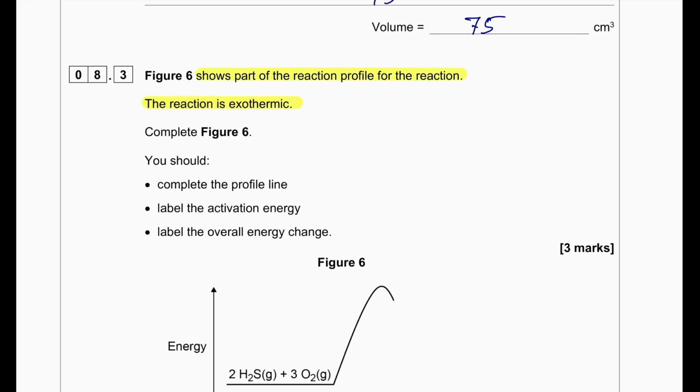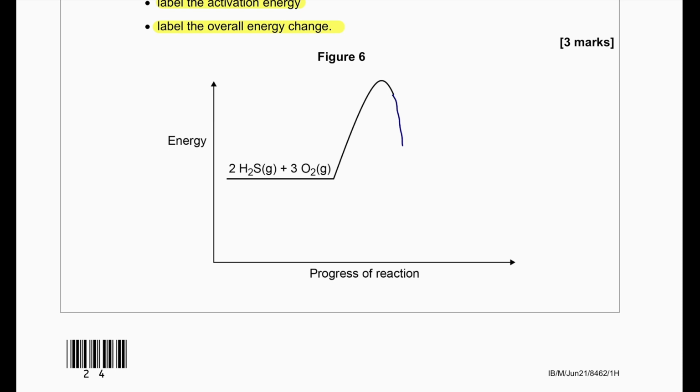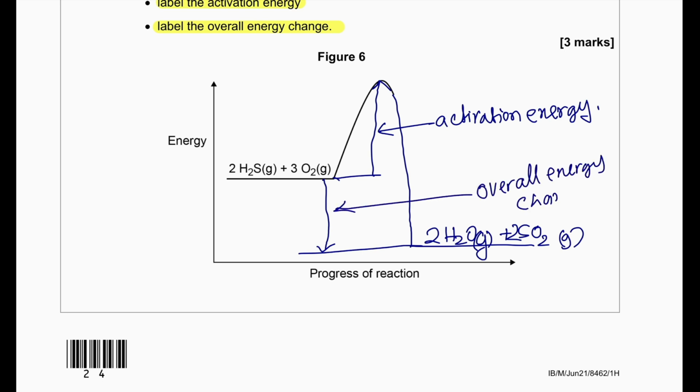Figure 6 shows part of the reaction profile for the reaction. The reaction is exothermic. Complete the reaction profile line, label activation energy, and label the overall energy change. When the reaction is completed, the product will have a lesser amount of energy compared to that of the reactant. So 2H2O gas plus 2SO2. And this will be the activation energy. And from the reactant to the product line will be our overall energy change.